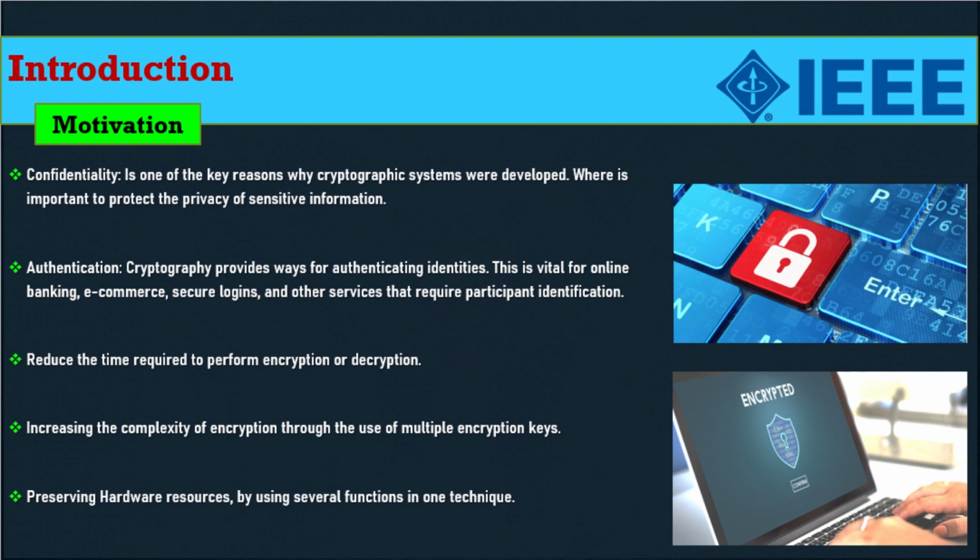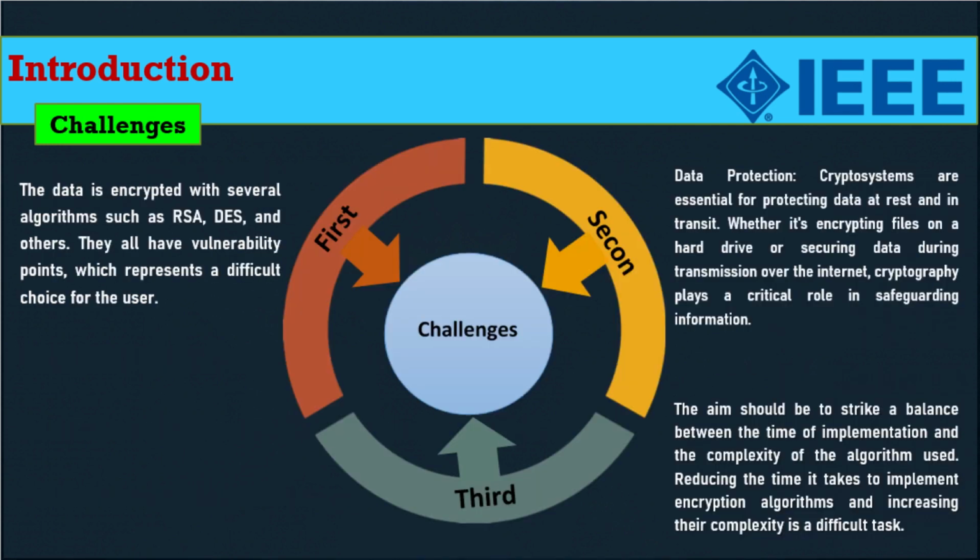Cryptography is used to protect data at rest, ensuring that stored information remains secure and inaccessible to unauthorized users or attackers. This is essential for safeguarding databases, files, and sensitive information on devices. Challenges: the data is encrypted with several algorithms, such as RSA, DES, and others. They all have vulnerability points, which represents a difficult choice for the user.